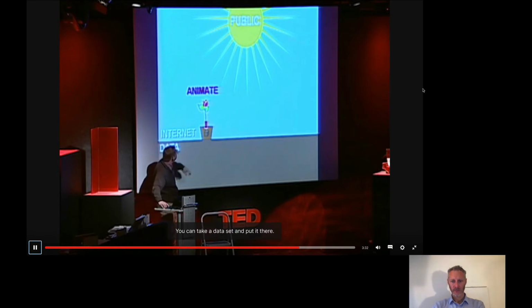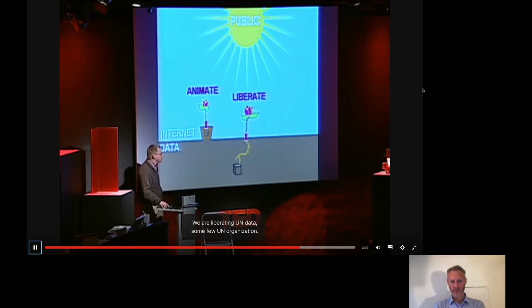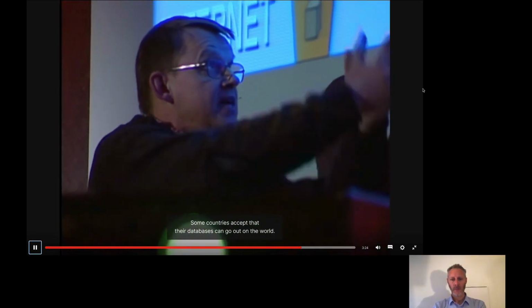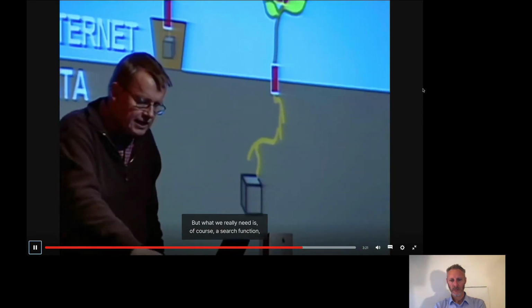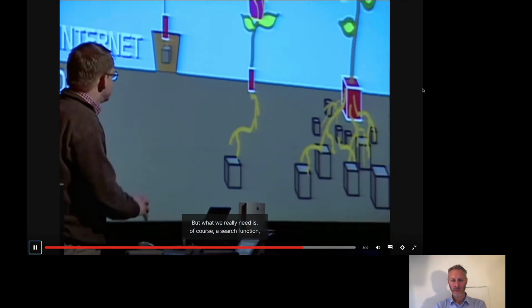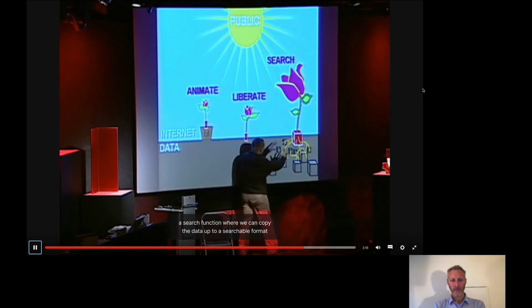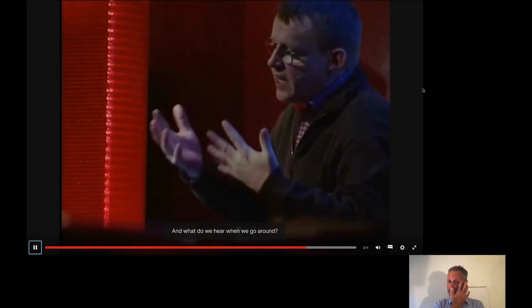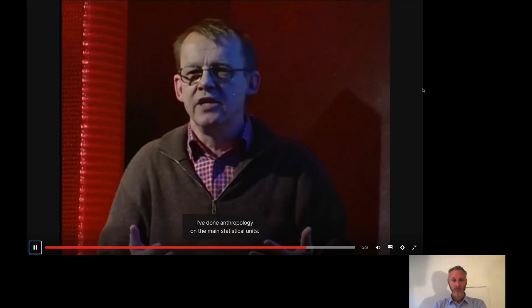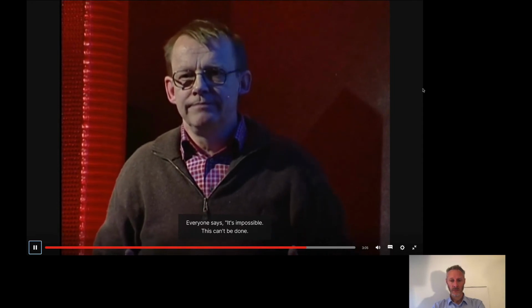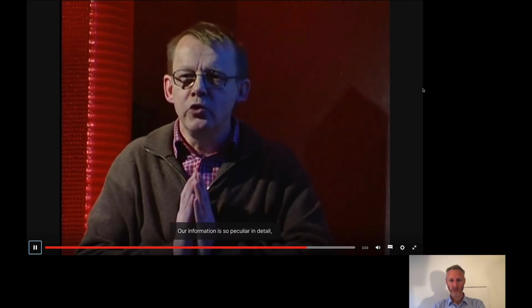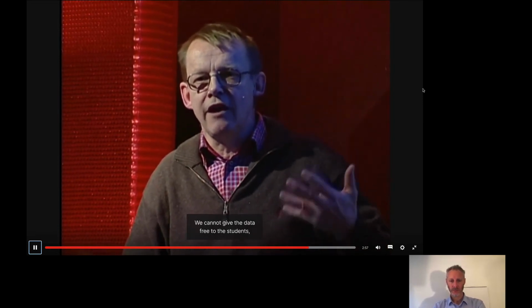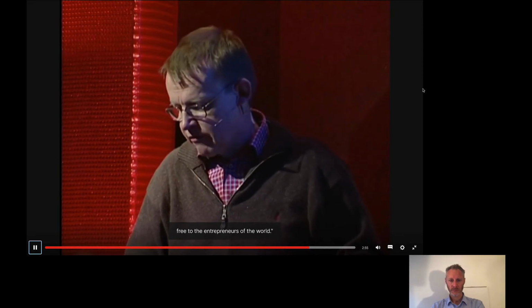You can take a data set and put it there. We are liberating UN data. Some few UN organizations, some countries accept that their databases can go out on the world. But what we really need is, of course, a search function, where we can copy the data up to a searchable format and get it out in the world. And what do we hear when we go around? I've done anthropology on the main statistical units. Everyone says it's impossible. This can't be done. Our information is so peculiar and detailed that it cannot be searched as others can be searched. We cannot give the data free to the students, free to the entrepreneurs of the world.